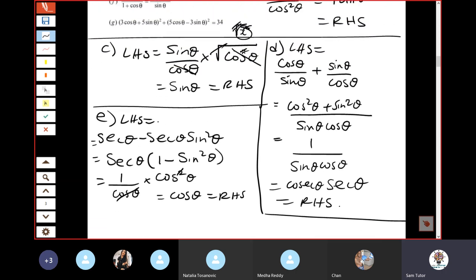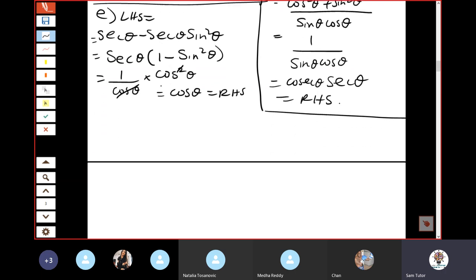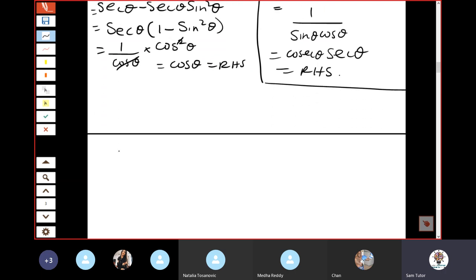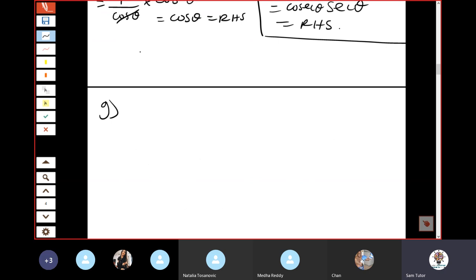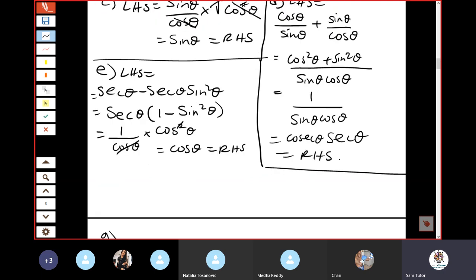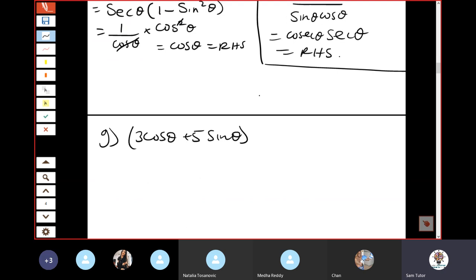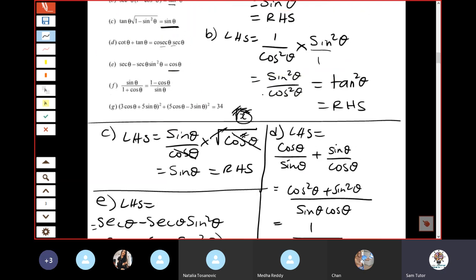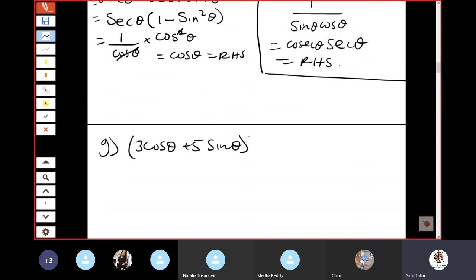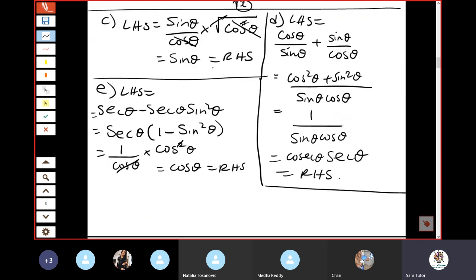I'll do G. F isn't too bad. I'll do G. And then we'll do some of those other questions. G. 3 cos theta plus 5, squared, and then plus 5 cos minus 3 sine, squared. And hopefully when we do this, it becomes 34.